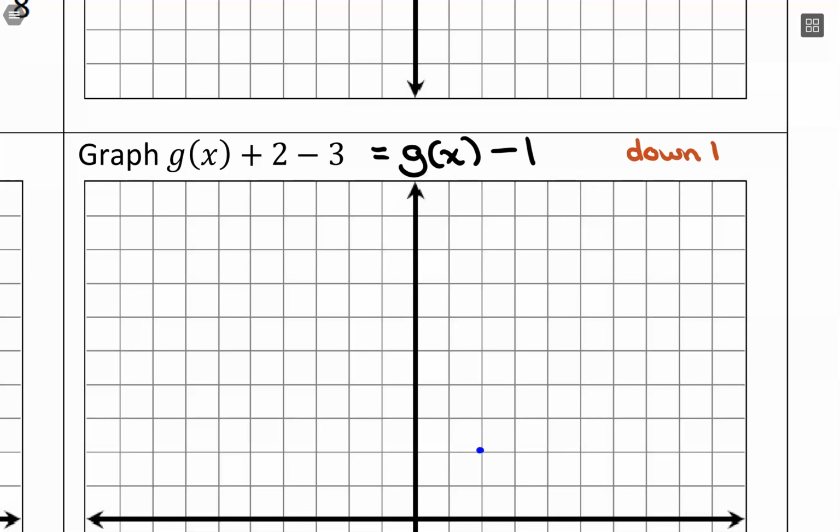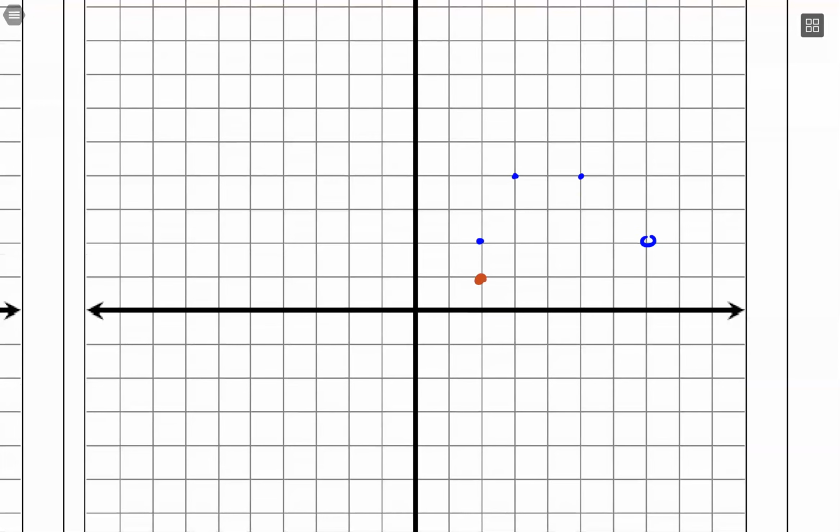So if I have my original function, and then I'm going to take that down 1, 1, 1, 1. And there's our transformed graph. So there's our vertical shift moving up and down, which will come through as addition or subtraction on the outside of the function.